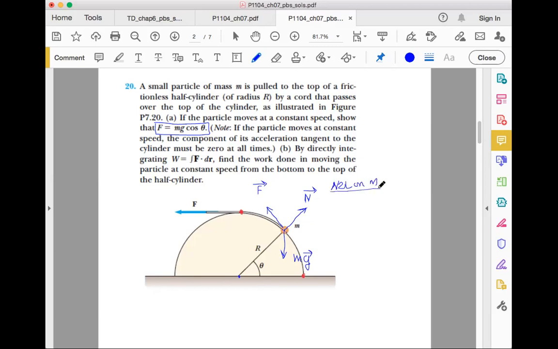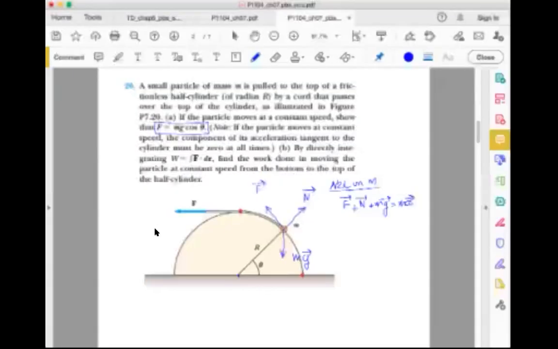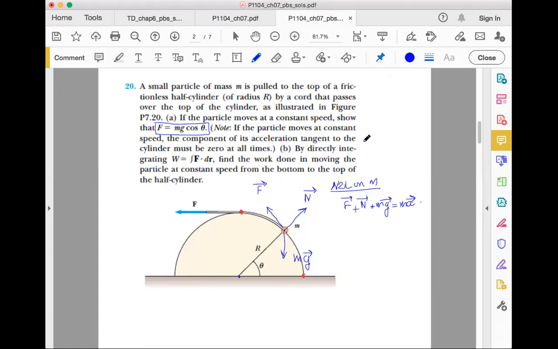Now, if you apply Newton's second law on this particle m, you end up with the following: F plus N plus mg is equal to m times a. Now, to proceed, we have to specify two axes along which we are going to project these forces. And of course, one of these axes should definitely be along the vector F, because we are looking for the force F. So what could be these axes?